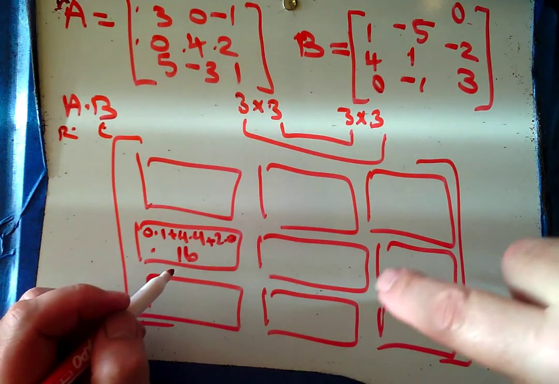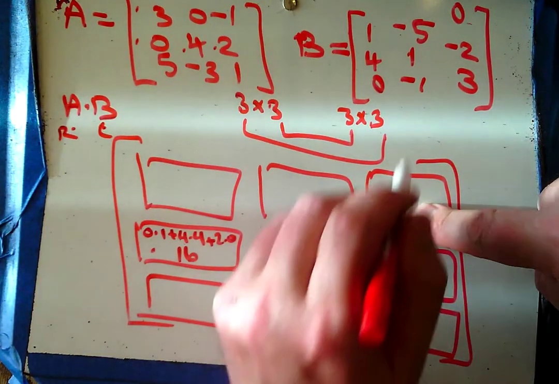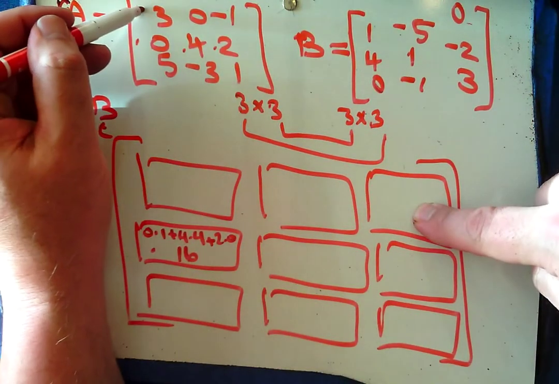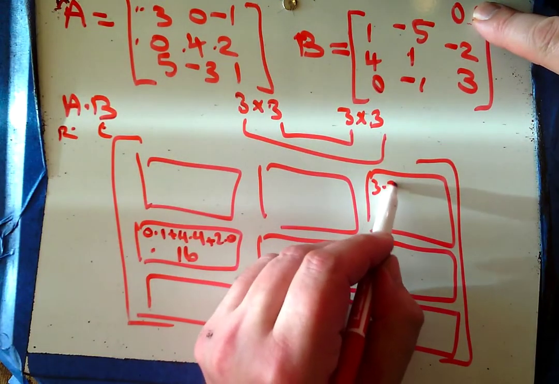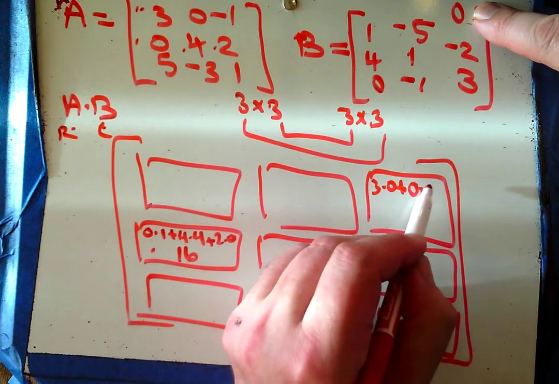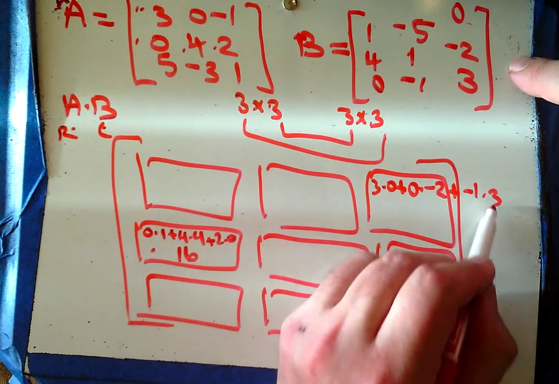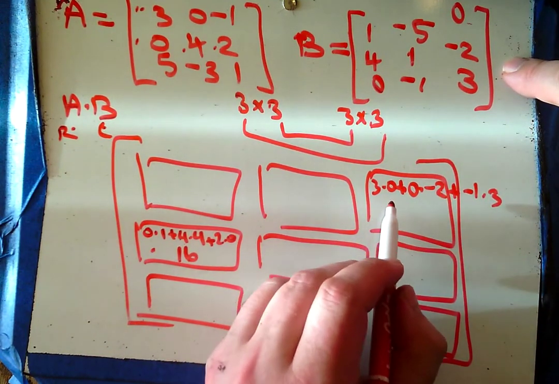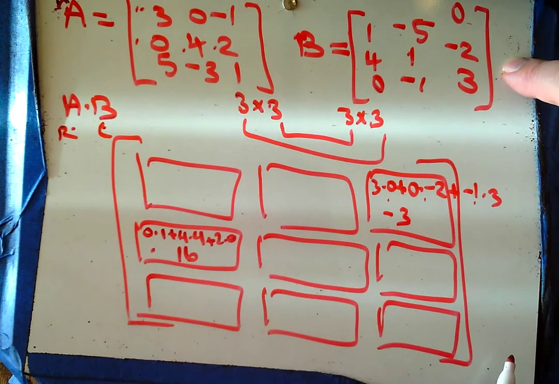Okay, what about this one over here? It's in the top row and it's in the third column. So I'm using the top row with the third column. I'll have 3 times 0 plus 0 times negative 2 plus negative 1 times 3. And so I end up with 0 plus 0 minus 3, or negative 3.